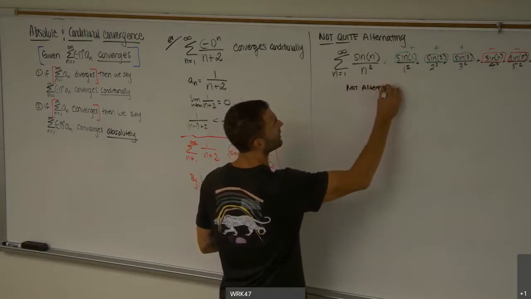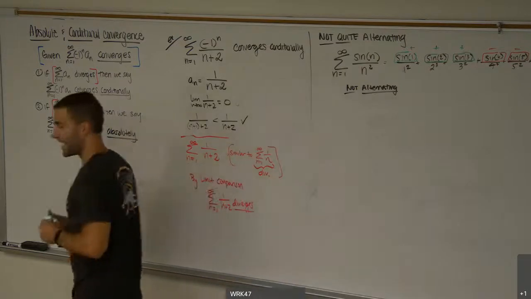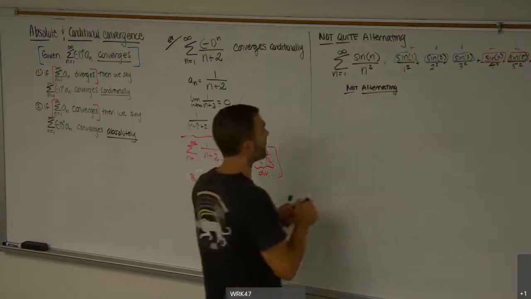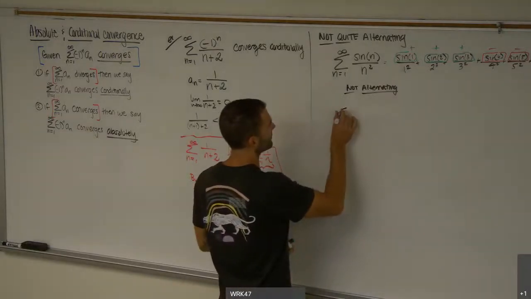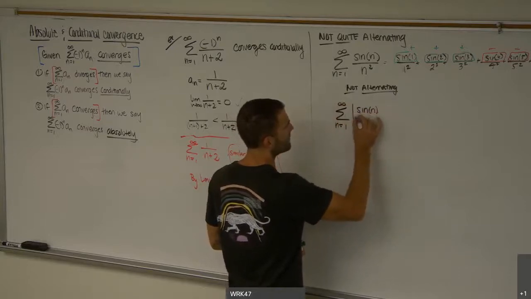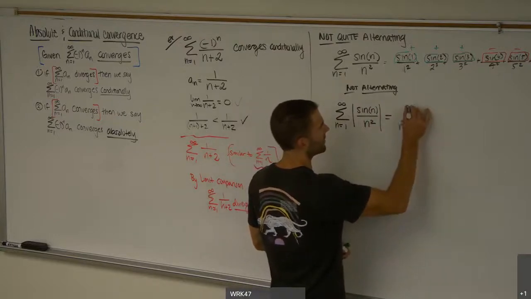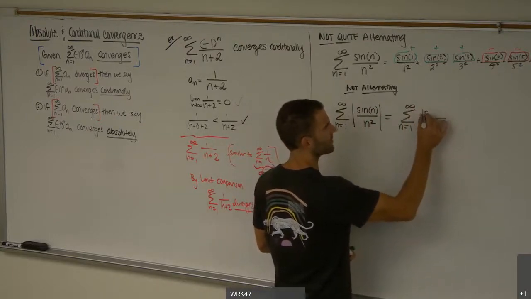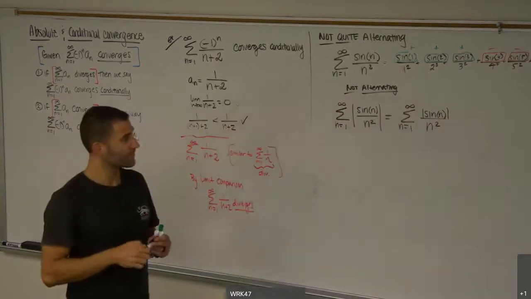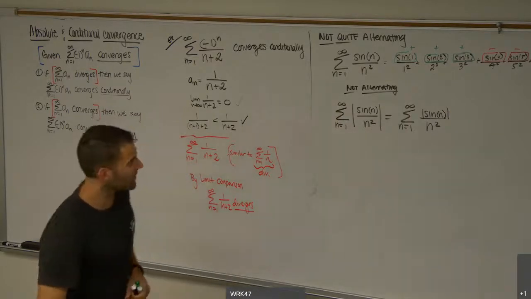So I can't use the alternating series test. Well, the only other tests I have require positive sequences. And so let's consider the absolute value of my series. Let's make everything positive. Now, absolute value in the denominator doesn't make a difference. But now everything's positive. Everything is now positive. Why do I care to make everything positive?